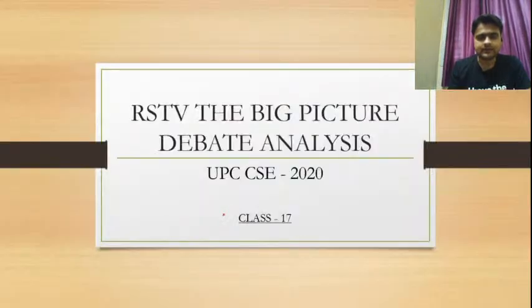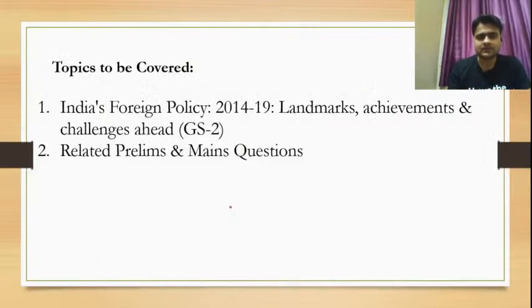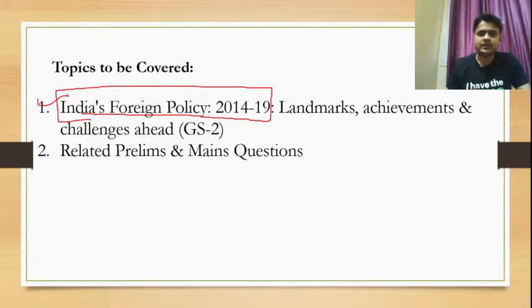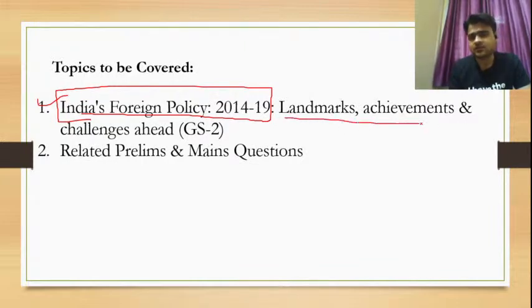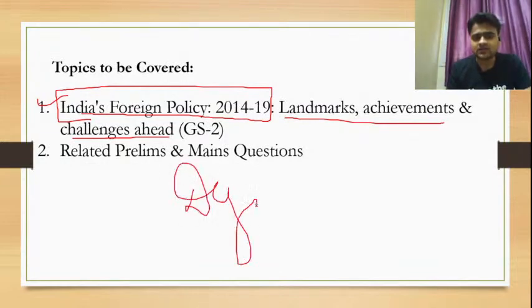Fine. Then now let us begin our class. This is class number 17 on our Rajya Sabha TV, the big picture debate analysis. So finally, now we will be discussing, I told you in the beginning, 2014 to 2019, what have been the contours of India's foreign policy, how it has changed, and what are some of the landmark events, the achievements and the challenges. Why do you think that we need a rethinking on our foreign policy to accommodate the dynamism which India is facing? This is the question which I had asked in the poster.